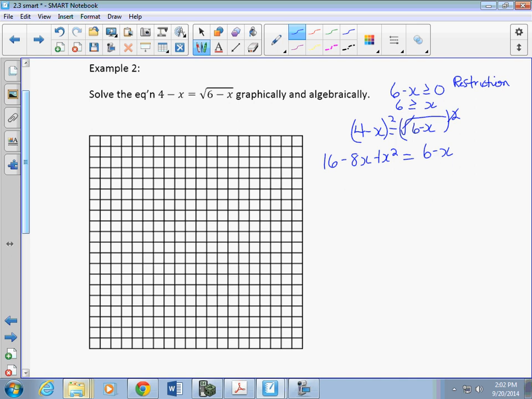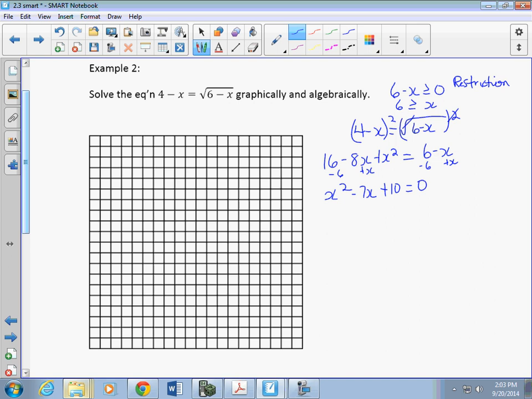So I bring everything over to one side in order to solve. So I'm going to subtract 6 and add x. I'm just going to put it in order. I'll have x squared minus 7x plus 10 is equal to 0. So now you have to solve that.